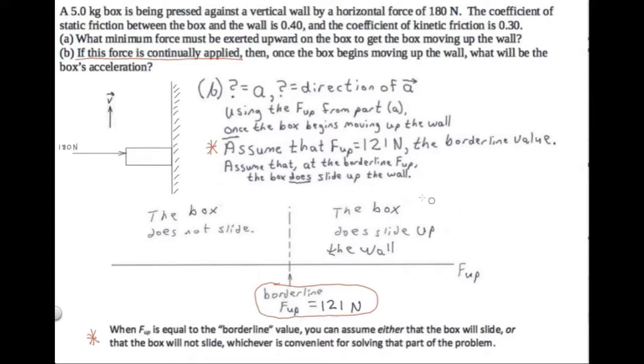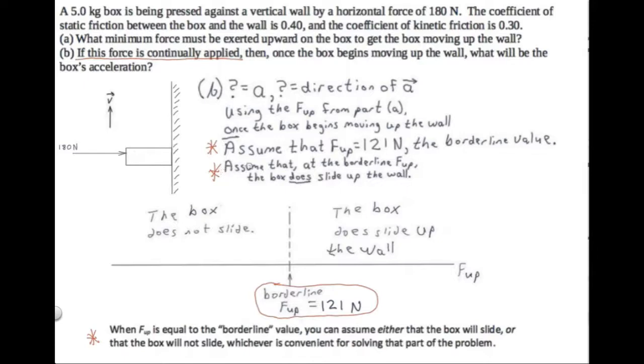So what's the convenient assumption for part B? Well, for part B, we have to determine the box's acceleration once the box actually starts moving. The only way to determine the box's acceleration once it starts moving is to assume that the box is moving, to assume that the box is sliding up the wall. After all, if we assumed that the box was not moving, then the acceleration would be 0, and clearly that's not what they're going for in part B. So for part B, we have to assume that at the borderline value, the box does slide up the wall.